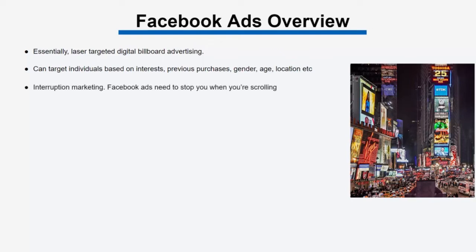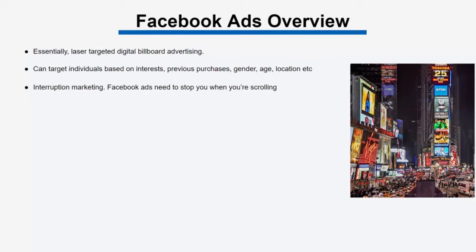And probably the most important part here that you need to keep in mind is that this is interruption marketing. This is not like Google, where people are going to the search bar and they're typing in dentist near me, or they're typing in home remodeling company near me, or whatever kind of construction services or home remodeling services. Those people already are familiar with what they're looking for. They already know what they're looking for, and now they're looking for the best contractor, right? Or the best service provider.